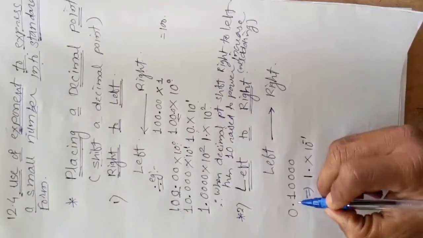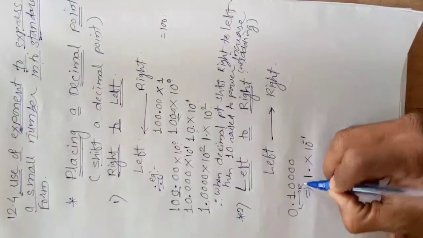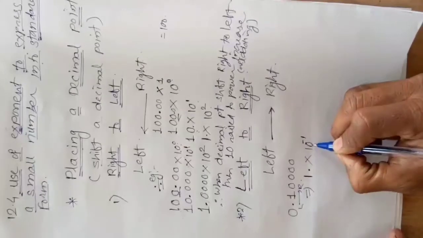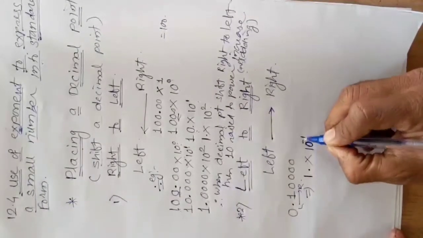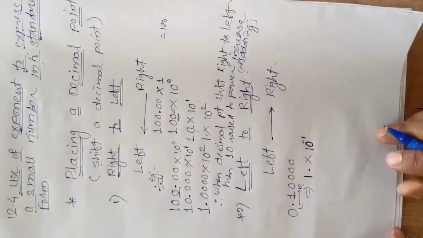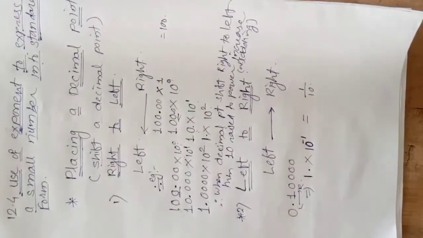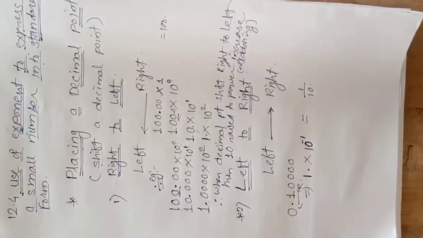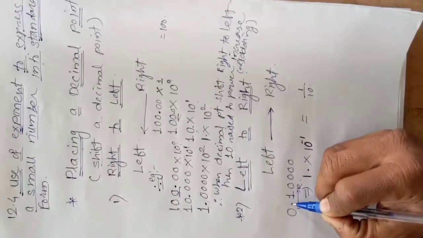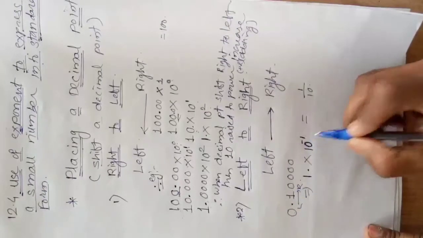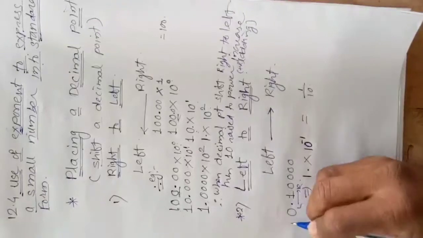Minus 1, because this decimal point is shifted from left to right. How many places? 1 place. So therefore the power is decreased by 1. So therefore 1 into 10 raised to the power minus 1. It can also be written as 1 upon 10. Understand? That means when we shift the decimal point from left to right, the power of 10 is decreased. So here the decimal point is shifting only one place, therefore 10 raised to the power minus 1. Understand? So this is the first example.